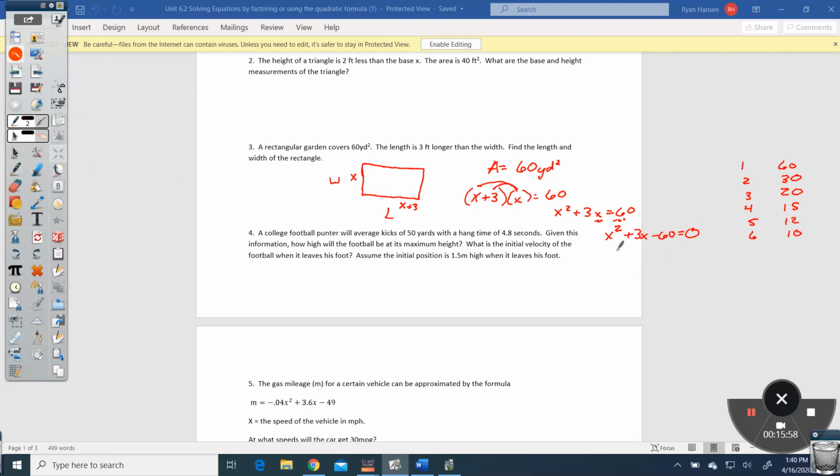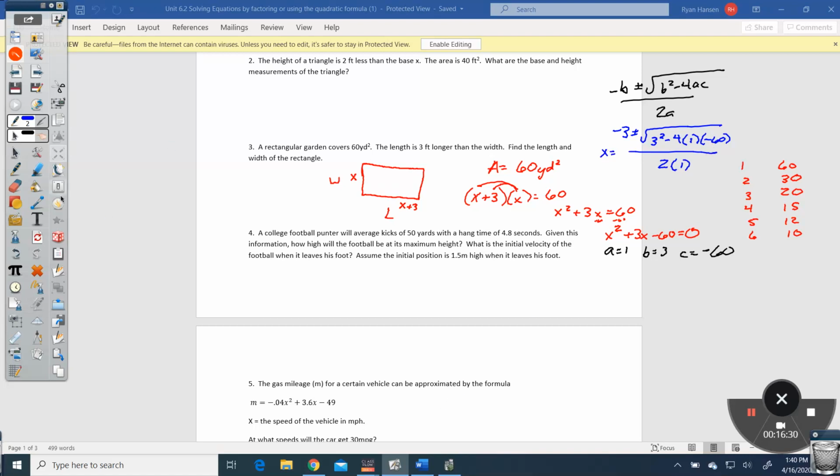So what I've got to do then is use the quadratic formula. So I know that A equals 1, B equals 3, and C equals negative 60. And I know the quadratic formula is negative b plus or minus the square root of b squared minus 4ac, all over 2a. So now I just plug stuff in. So negative 3 plus or minus the square root of 3 squared minus 4ac, all over 2a.